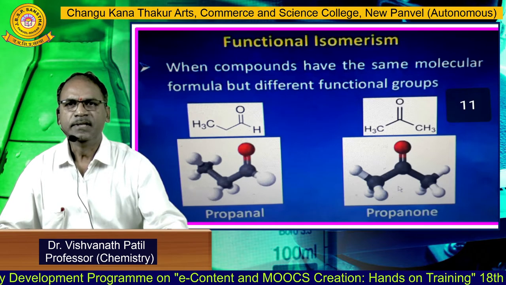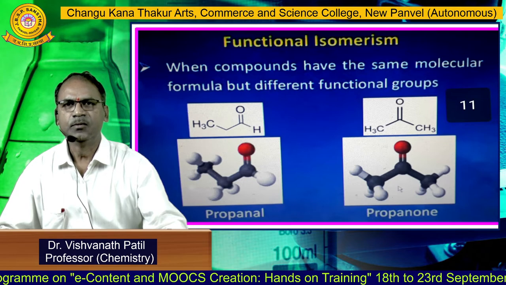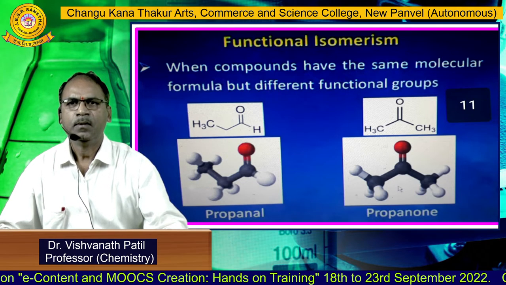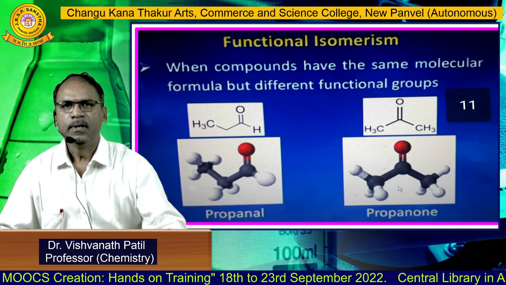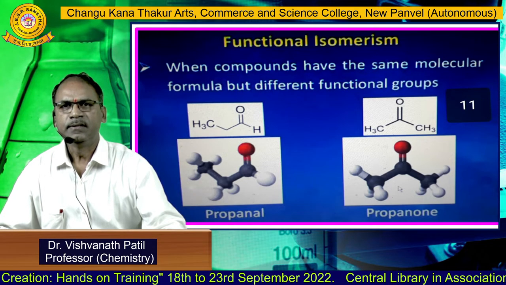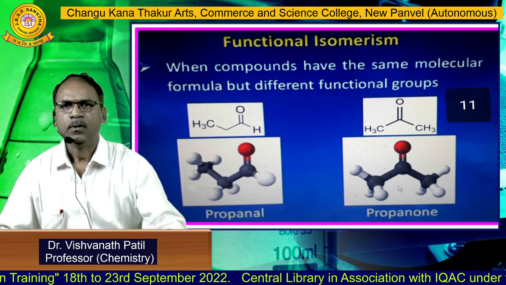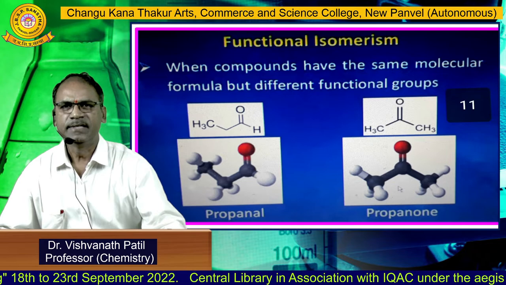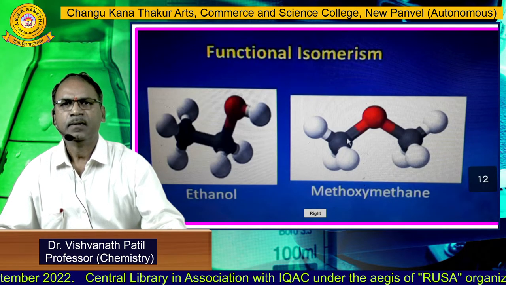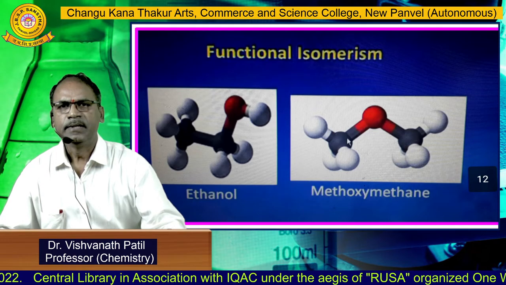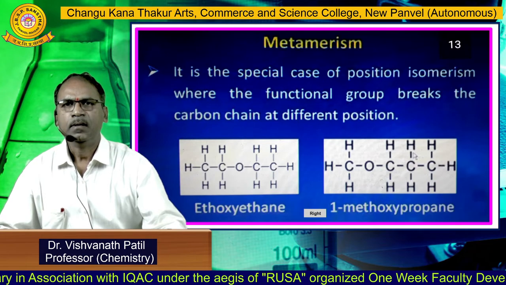Then functional isomerism: when compounds have the same molecular formula but different functional groups, it is known as functional isomerism. For example, there are aldehyde groups and ketone groups, such as ethanol and acetone. The same molecular formula but different structures of different families is functional isomerism. Ethanol and methoxymethane is also another example.